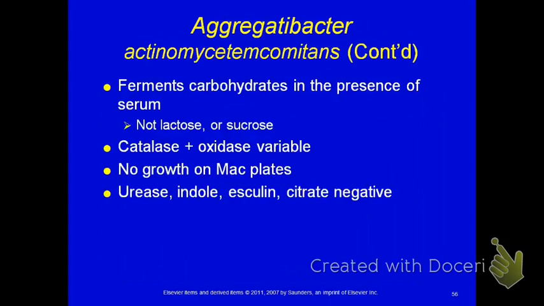Okay, so Aggregatibacter actinomycetemcomitans could ferment carbohydrates in the presence of serum, though lactose or sucrose are not fermented. So they are catalase positive, oxidase variable, but interestingly, even if they are gram-negative, they couldn't grow in MacConkey agar. So they are also urease, indole, esculin, and citrate negative.